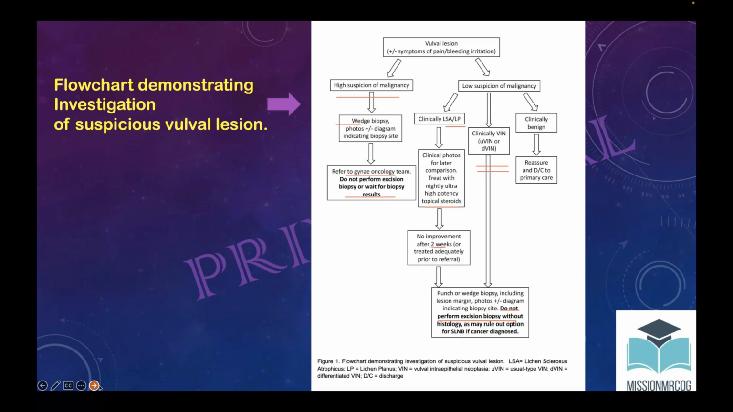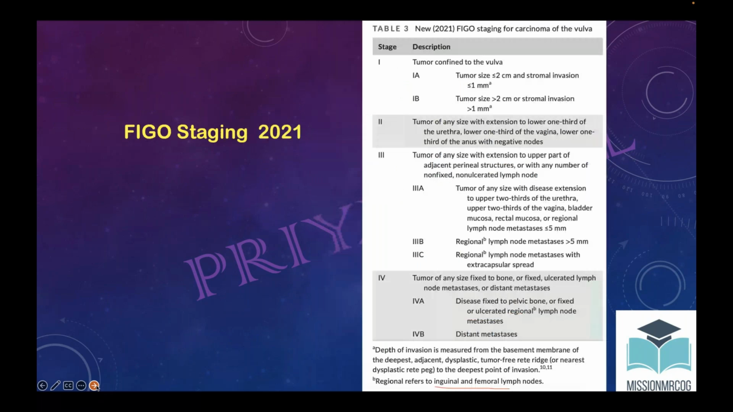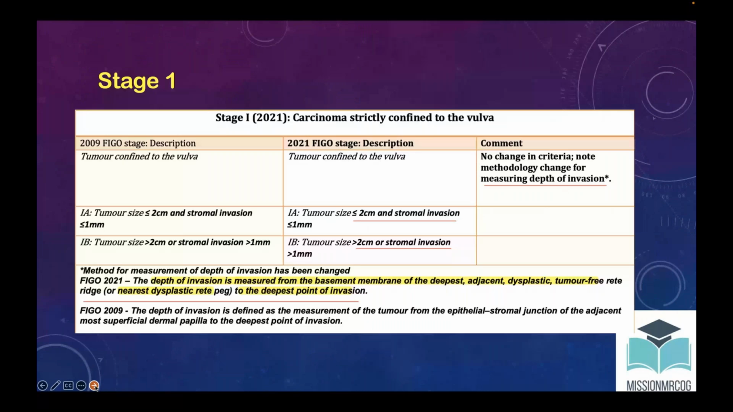Okay, now coming to the staging. So this is the FIGO staging 2021. Now the stage one. Previous staging was in 2009. Now new staging has come in 2021. Usually in this staging there is no change, only there is a change in the method for measuring depth of invasion. So this is the change.